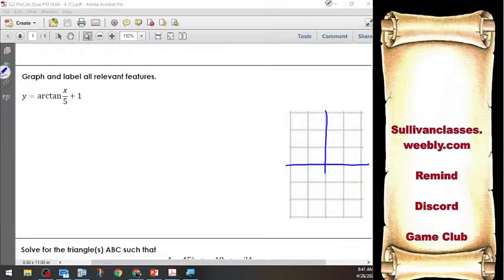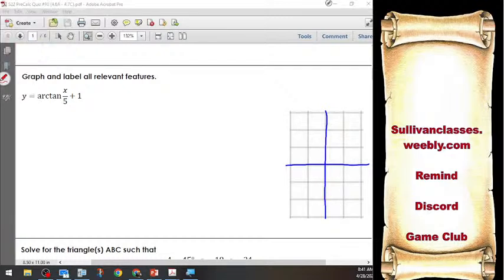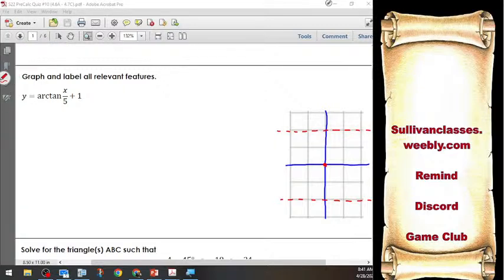Label your vertical and horizontal axes however you feel like. It's just a blank grid. Arctangent graphs look like this. They've got asymptotes. They have a middle. Okay, that's what a normal arctangent graph looks like. You modify the axes, just like we did with all of our other stuff, to make it fit this.